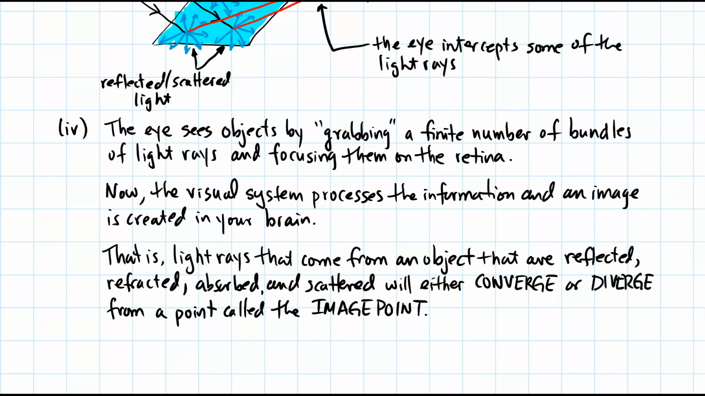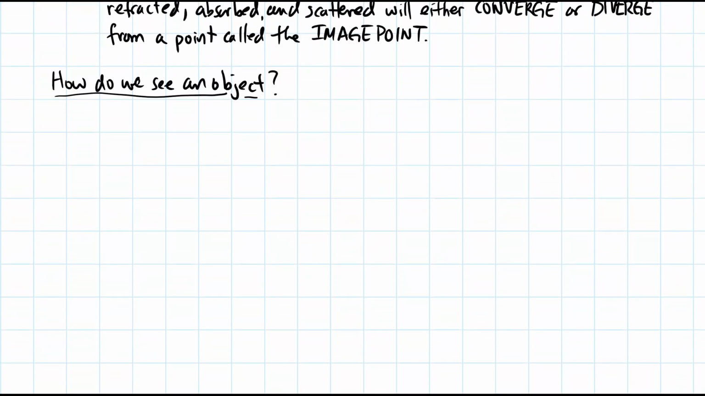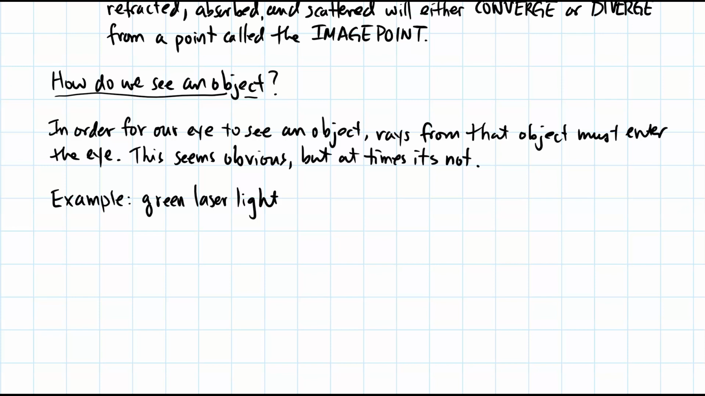Before we move on, I want to talk about one last thing that's interesting. How do we see an object? In order for our eye to see an object, rays from the object must enter the eye. This sounds obvious, but many times it isn't. One example is a green laser light. No light from a green laser enters your eyes since the laser travels in a straight line. In order for you to see the laser light, it has to scatter off of small particles.